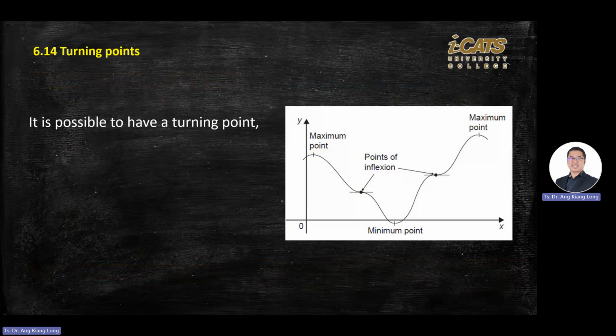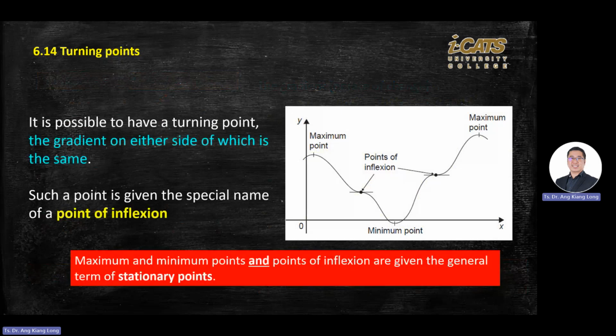Inflection means the gradient before and after is the same. If it's negative, negative, or positive, positive. Minimum point is also similar: left-hand side is negative, right-hand side is positive, but dy/dx is a straight line, a tangent point here. So I flip to the important things. The rest you read. So a point of inflection means the gradient on both the left and right side of that point is the same.